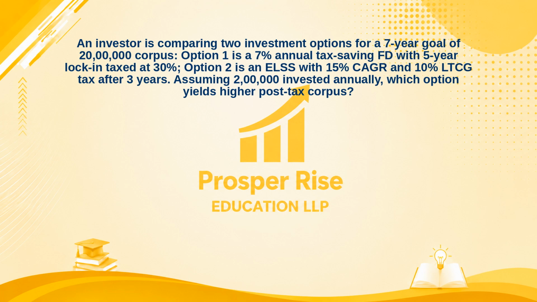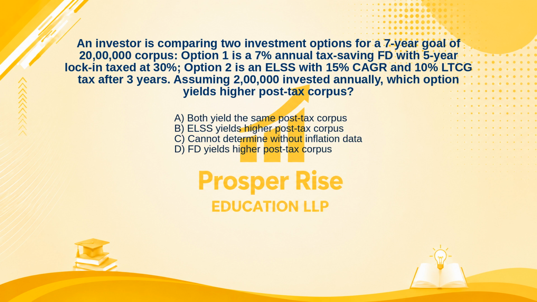An investor is comparing two investment options for a 7-year goal of 20 lakh corpus. Option 1 is a 7% annual tax-saving FD with 5-year lock-in taxed at 30%. Option 2 is an ELSS with 15% CAGR and 10% LTCG tax after 3 years. Assuming 2 lakh invested annually, which option yields higher post-tax corpus?